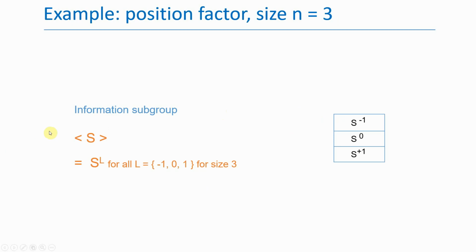The information subgroup is generated by slide, so for a size 3 position factor, the group is represented by these three matrices, which are various powers of slide. If we apply slide n times, it gets back to the identity, so there are only n transformations in the group. In this table, the exponents are centered around 0, but effectively it's the same as the exponents running from 1 to n.